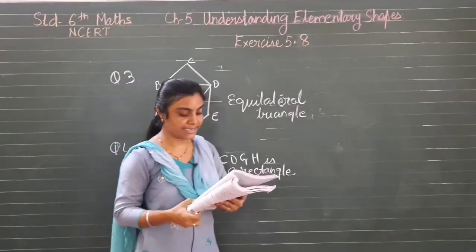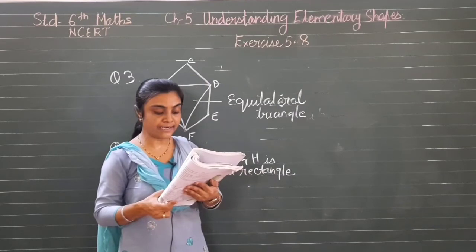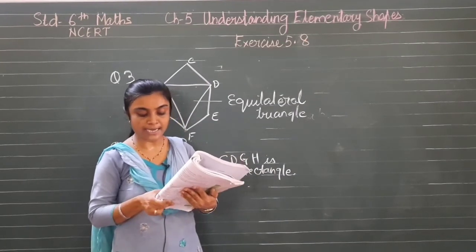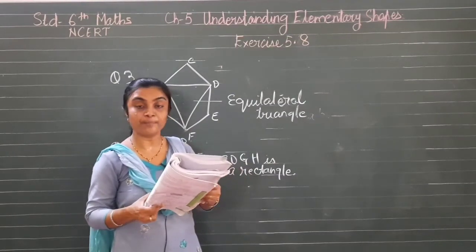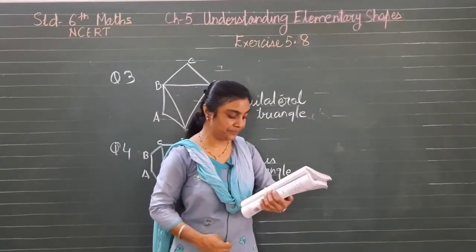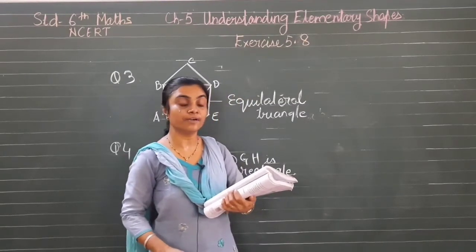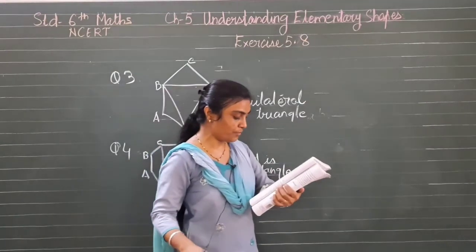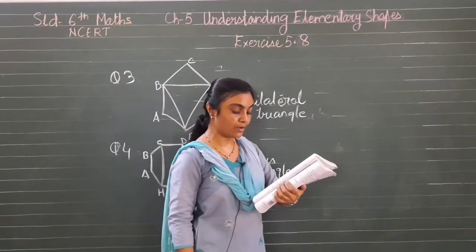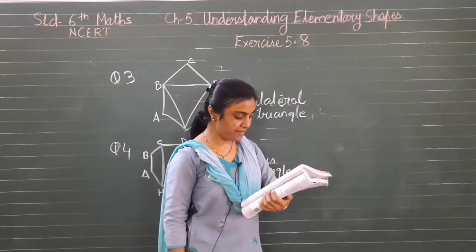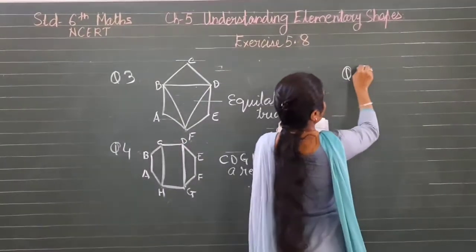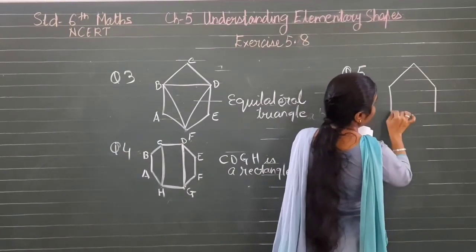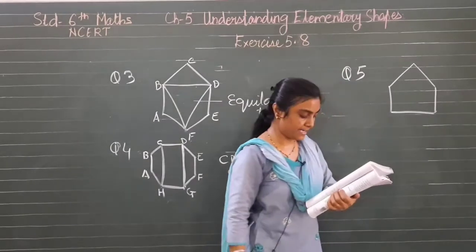Now let us move to the next question number 5. A diagonal is a line segment that joins any 2 vertices of the polygon and is not a side of the polygon. So we know the diagonals are the line segments which join any of the vertices of a polygon and are not the sides of the polygon. So let us draw a rough sketch of a pentagon. As we know, a pentagon has 5 sides. So let us draw a pentagon. 1, 2, 3, 4, 5. So this is a pentagon.